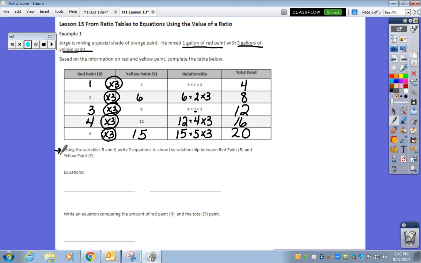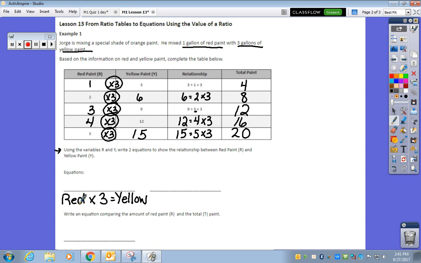So what I'm going to do is I'm going to basically show what we just did. So first, if we took our red paint, we had the amount of red paint, we multiplied it by 3 to get the yellow paint. Instead of using the words red and yellow, they're asking us to use the variables, or letters that represent a number or a word in this case. The red is represented by the letter R.